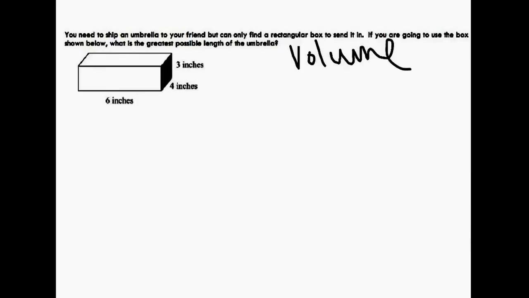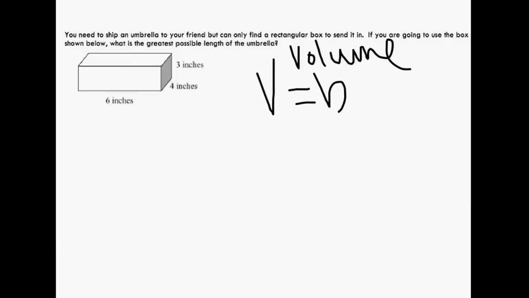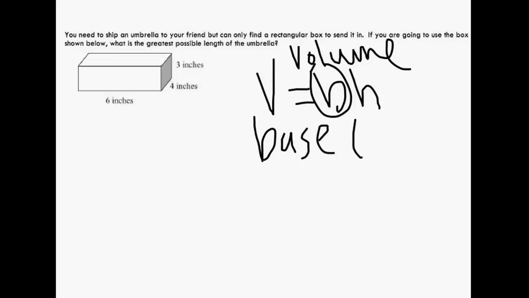Okay, let's look at this first one. You need to ship an umbrella to your friend, but can only find a rectangular box to send it in. If you're going to use the box shown below, what is the greatest possible length of the umbrella? What this is really asking me to find is the volume. Now, the way I find volume of a rectangular prism is V equals base times height. But here's another thing you need to understand. Base, the way I find base is the length times the width. And then I multiply whatever that number is times the height.